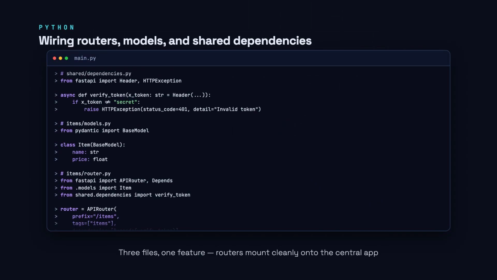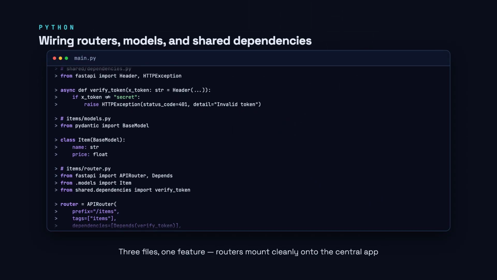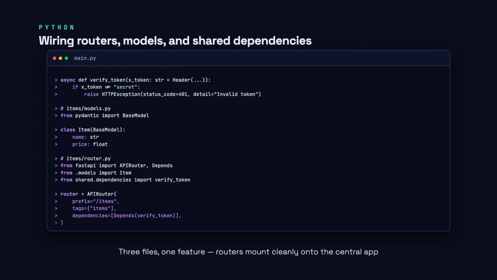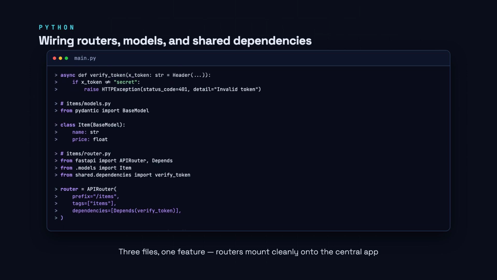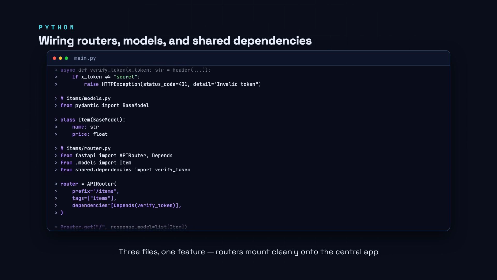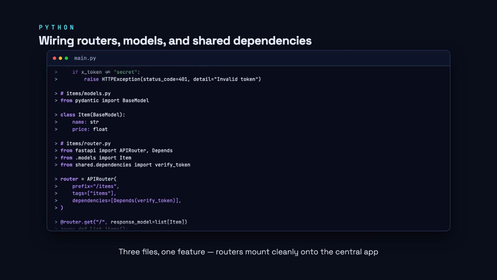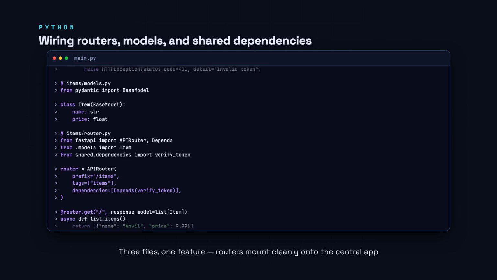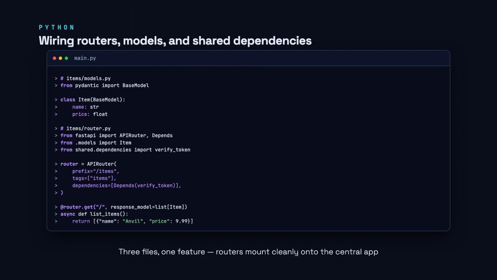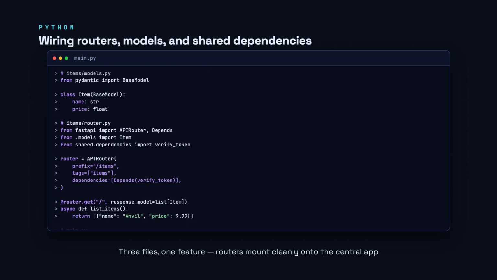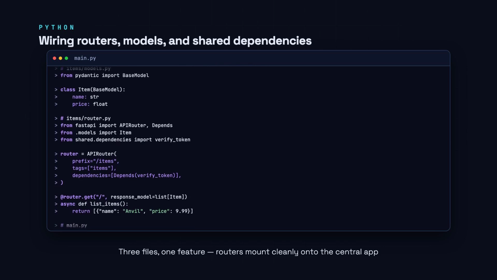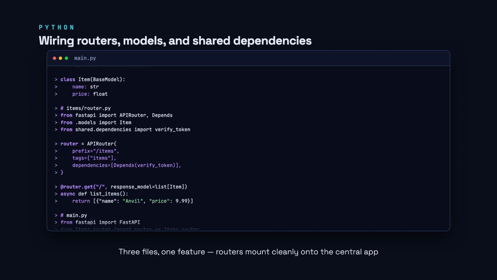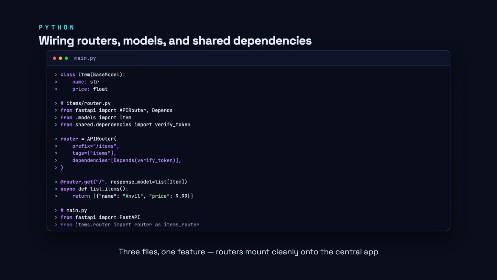Start in shared/dependencies.py. The async function verify_token reads an X-Token header and raises a 401 if it is wrong. This is a reusable dependency any router can import. In item/models.py, we define a Pydantic BaseModel called Item with a name and a price. In item/router.py, we create an APIRouter, giving it a URL prefix of /items, a tag for the docs, and verify_token as a router-level dependency, meaning every route on this router will require a valid token automatically. The route decorator is @router.get rather than @app.get, but it works identically.